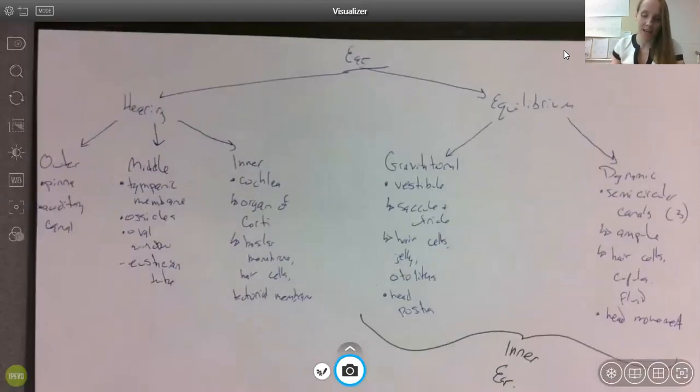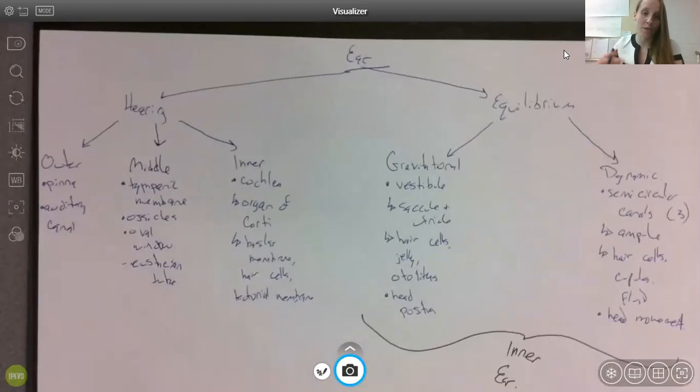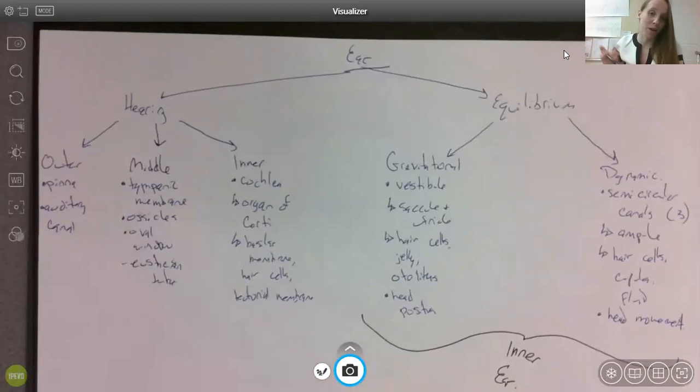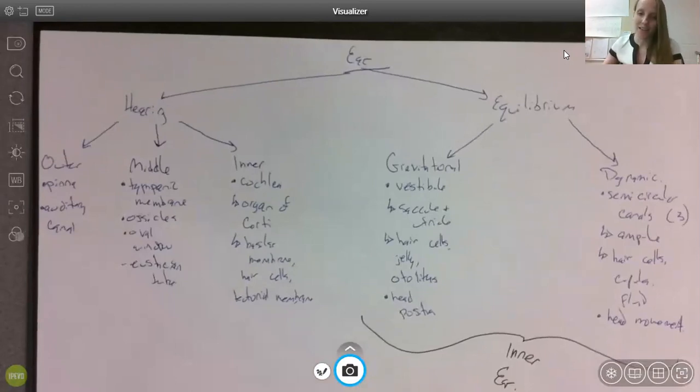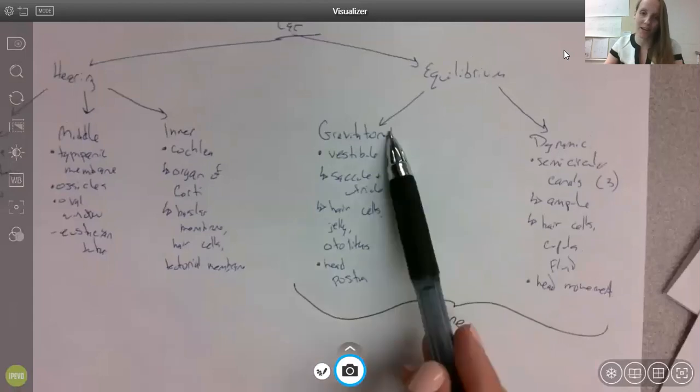By the way, all of the equilibrium stuff is also in the inner ear, as well as the cochlea. Of all of these different hearing structures, the only one that sound waves don't actually travel through is the eustachian tube. All of the rest of these are in order of how the sound waves would go through them.